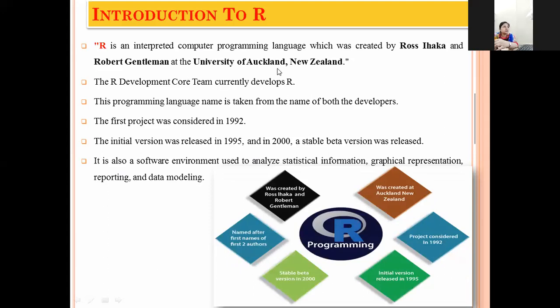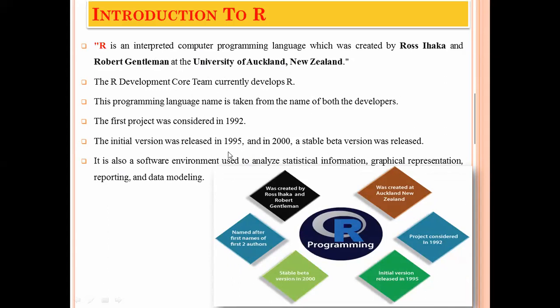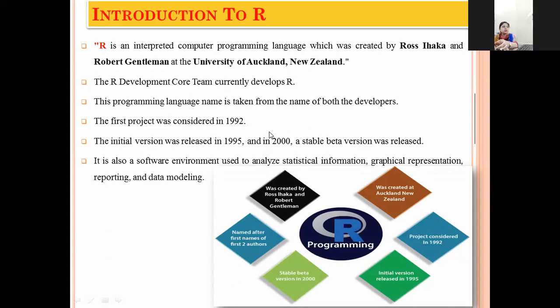So let's revise once again. R was created by Ross Ihaka and Robert Gentleman at the University of Auckland, New Zealand. The project was started in 1992, the first version of this programming language was released in 1995, and the beta version was released in 2000. And for what purpose are we using R? In order to analyze statistical information, for graphical representation and reporting, and also for data modeling. So these are the purposes for which they developed the R language.